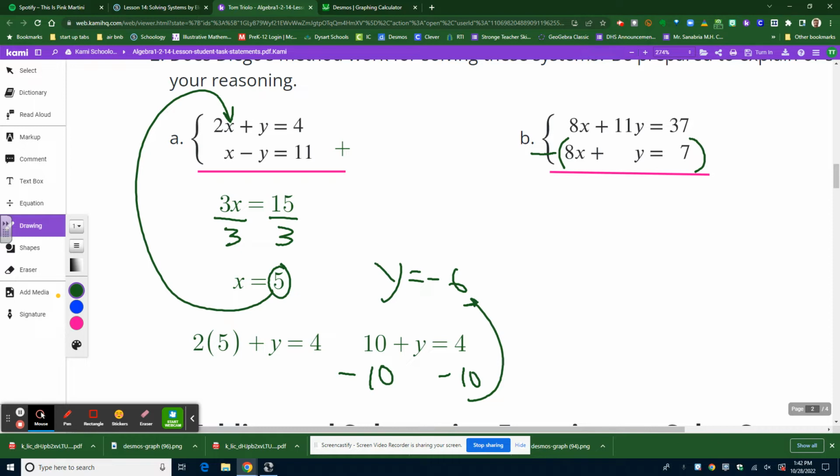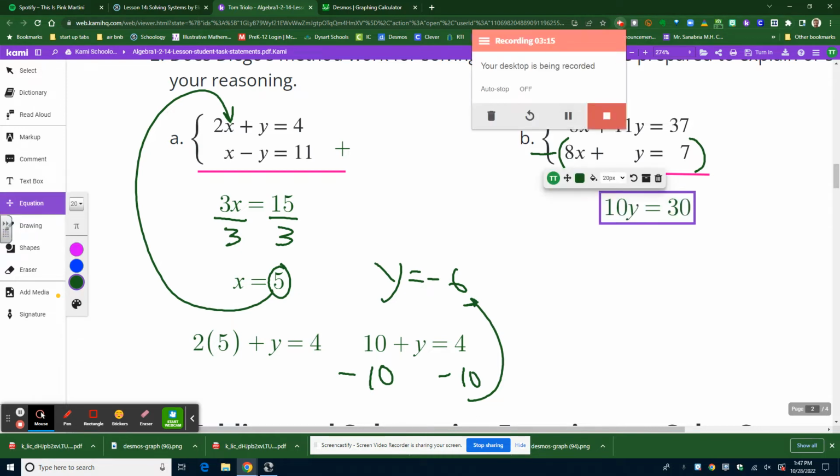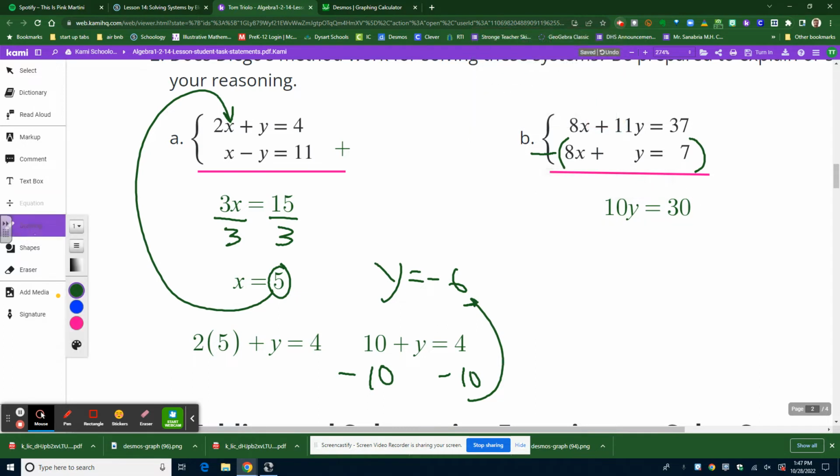How many things are inside the parentheses? 3. If there's 3 things inside the parentheses, then I know it's not just 8x minus 8x, it's an 11y minus y and 37 minus 7. See if you can finish that one off. Divide by the 10. So I got y equals 3.